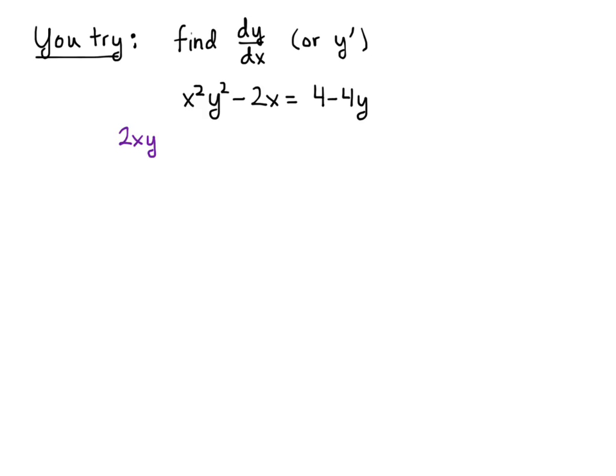All right. So we have the derivative of this times y squared plus x squared plus the derivative of y squared, which is 2y prime, minus the derivative of negative 2x, which is just 2. The derivative of 4 is 0. And then the derivative of negative 4y is going to be negative 4y prime.